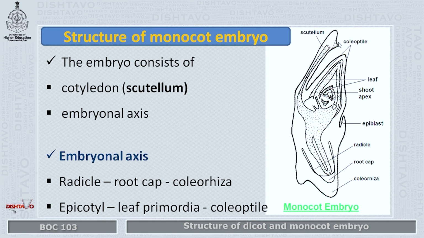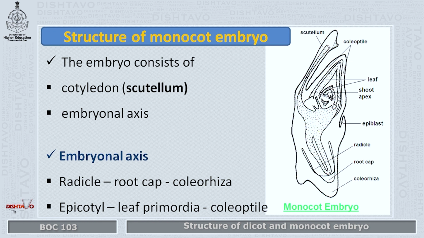So the entire structure is made up of the scutellum on the lateral side of the embryonic axis. The embryonic axis is made up of the radicle on its lower side, covered by the root cap, and that in turn covered by the protective coleorhiza. And on the upper side of the level of the scutellum, the embryonic axis shows the presence of the epicotyle, which is the growing shoot, covered by the leaf primordia, which in turn is covered by the coleoptile.